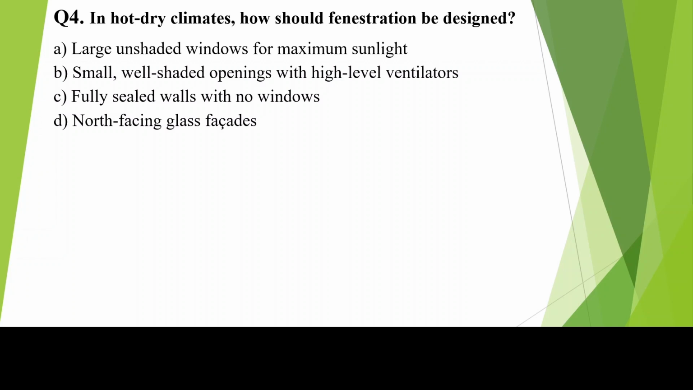Whether it will be large unshaded windows. So unshaded ones will be creating the solar heat gain that we don't want in hot and dry climate conditions. So option A gets discarded. And fully sealed walls with no windows, this is also not at all a good option. Option C, because it will be having very little or no ventilation. So out of the four options, two have been discarded. Out of the two, B and D, you try to figure it out and answer in the chat box which is the correct answer.